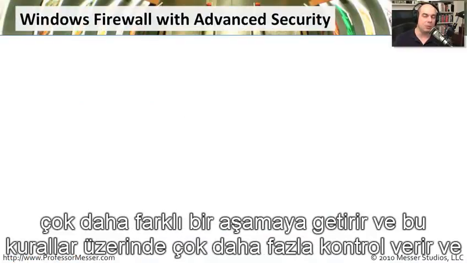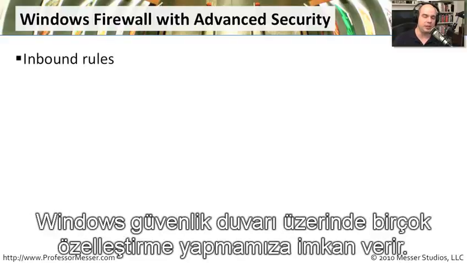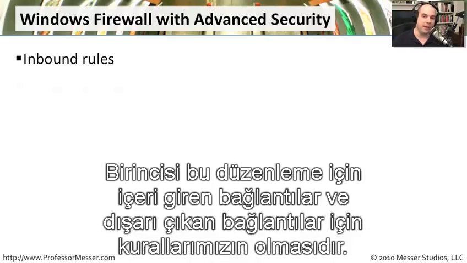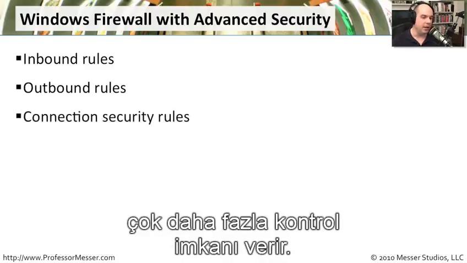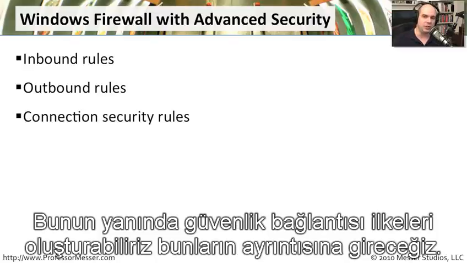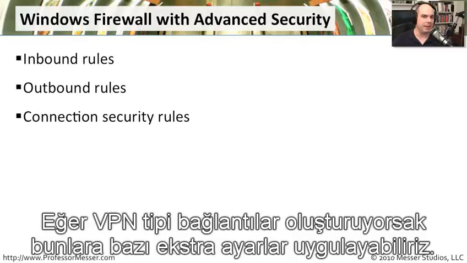It gives us a lot more control over these rules and allows us to build a lot of customization into the Windows Firewall. First, we can have rules that are inbound and other rules that are outbound rules. This gives us a lot more control over that basic Windows Firewall front end that we were looking at earlier. We can also provide connection security rules. We're going to dive into those. So if we're setting up VPN type connections, we can apply some extra settings into those.